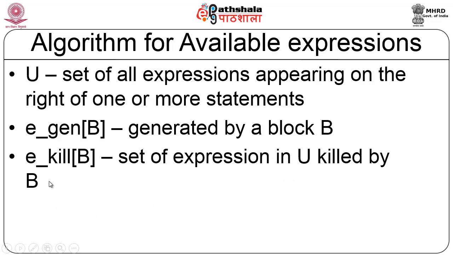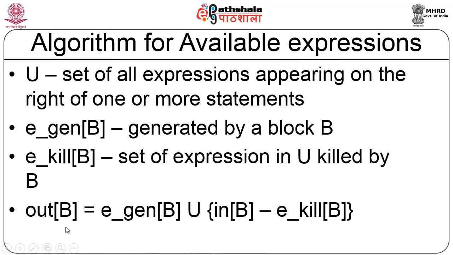So, E kill of B means what we have used in one procedure. For that I have to compute it for every block like that. After this particular block, what is available should be computed as out of B equals E gen of B union in of B minus E kill of B. This is the same thing only. I have simply replaced gen with E gen and kill with E kill.